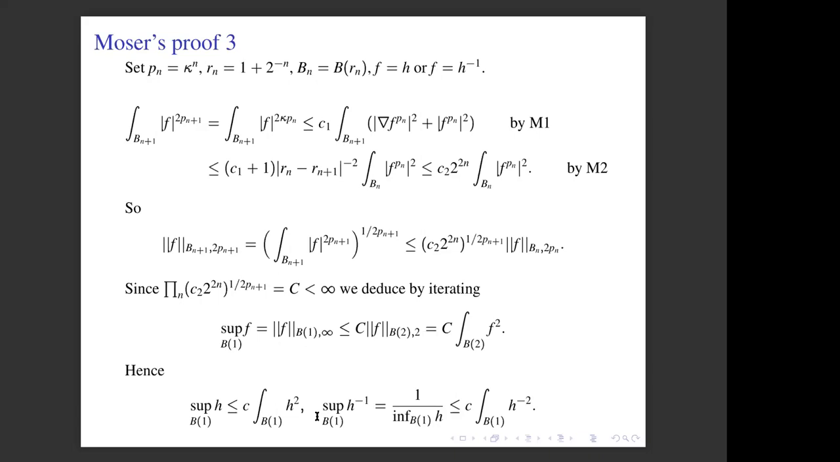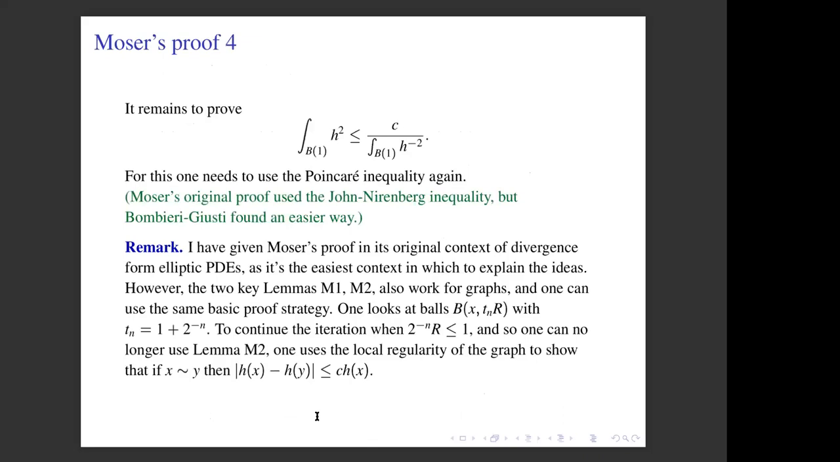So that's the first main step of Moser's argument. The second step in Moser's argument is to prove that we have an inequality like that. Let me just point out that the reverse inequality would be immediate from Cauchy-Schwarz, but it turns out we need to prove things in the other direction. And this is where one needs to use the Poincaré inequality.